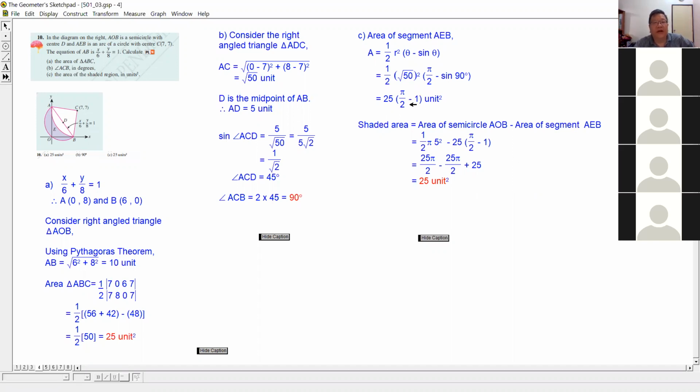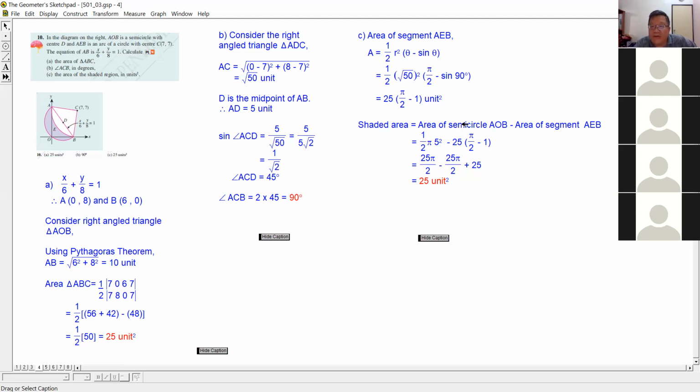Okay, right. So this is the area of the white segment. Any question? Area of segment? No, teacher. No. Then now the shaded area.